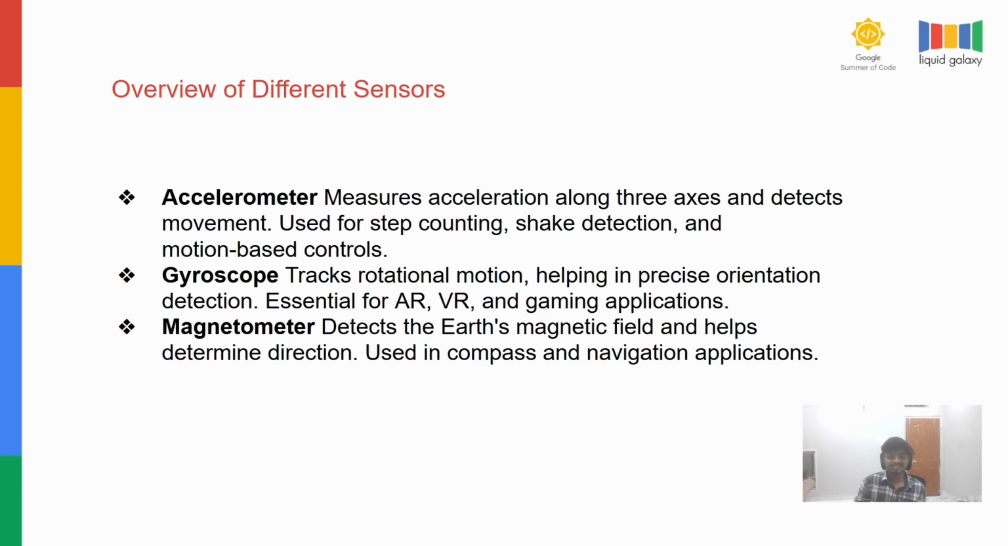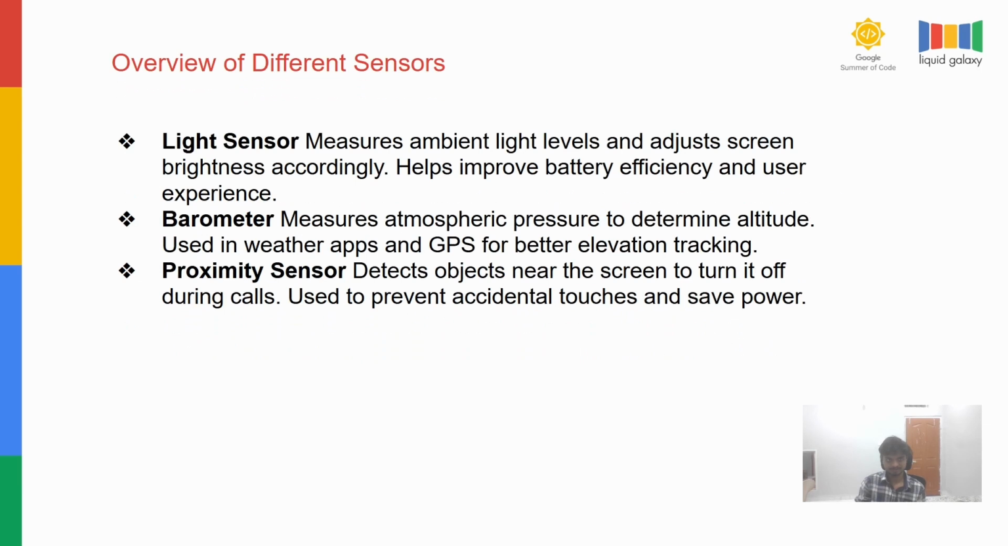Magnetometer. It detects Earth's magnetic field and helps determine direction, used in compass and navigation applications. Light sensor. It measures ambient light levels and adjusts screen brightness accordingly. Helps improve battery efficiency and user experience. Barometer measures atmospheric pressure to determine altitude, used in weather apps and GPS for better elevation tracking. And the last, proximity sensor detects objects near the screen to turn it off during calls, used to prevent accidental touches and save power. So all these sensors, we are going to learn about them and implement them.